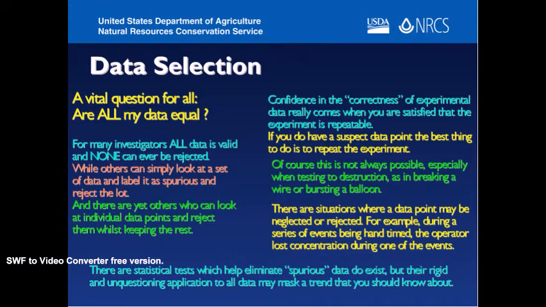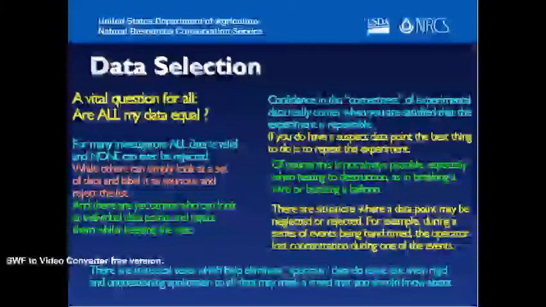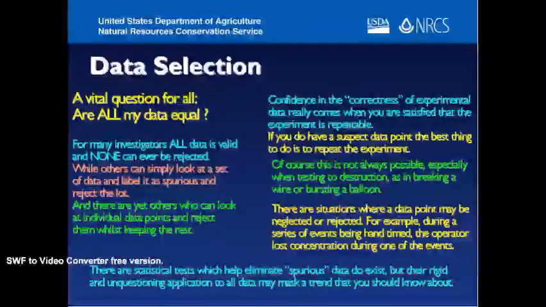So let's take a look at your data selection, because this is something that a lot of you struggle with. A vital question for everybody that asks is, are all my data equal? A lot of the soil scientists, all their data is valid and none of it will ever be rejected. Others may look at a single set and label it as an incorrect set of data, and they'll throw away that whole data set. And then there are others that will even look at the individual key points and reject those and keep the rest of them. And that's the thing you've got to look at.